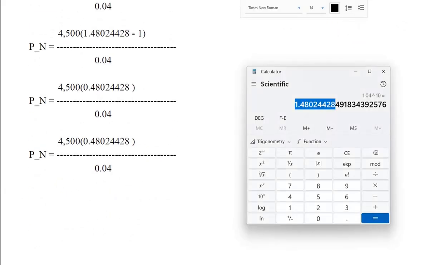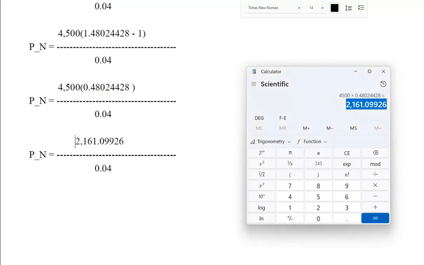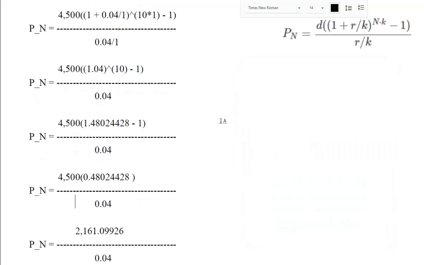So 4,500 times 0.48024428. That's what our numerator is now, and you might be able to do this last step without having to write it out. But this is our numerator, and then we just need to divide that by 0.04 to get our answer. $54,027.48 is how much money they have in this account after the 10 years.